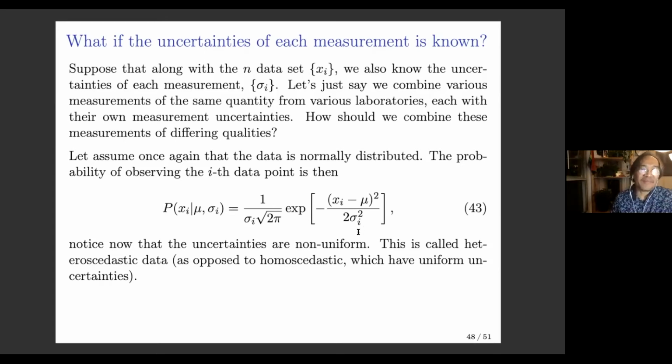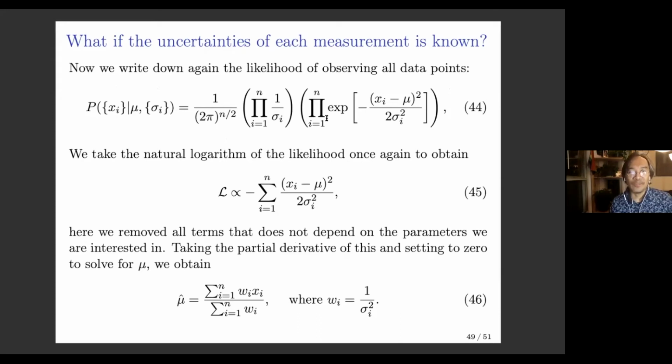It's just the same. Just write down the PDF once again, but now it's not uniform. This is what you call heteroscedastic data, so data with non-uniform uncertainties. So we do the same thing all over again. Write down the probability of obtaining the whole data set.